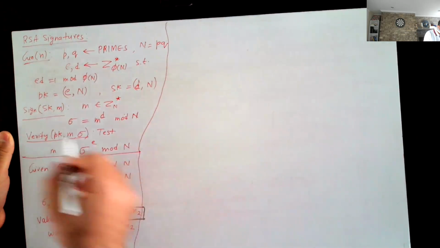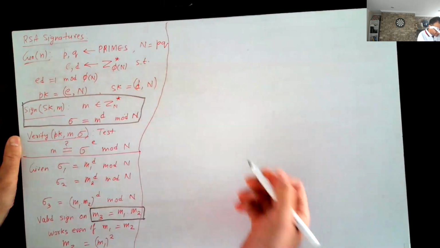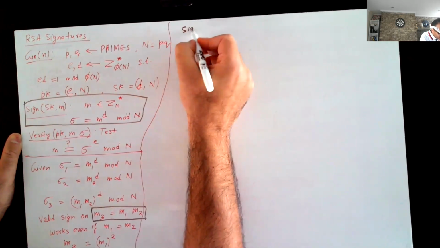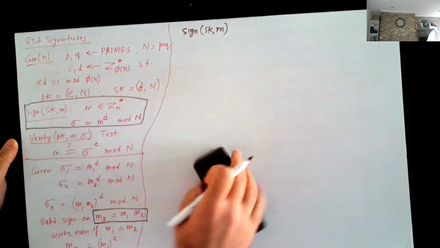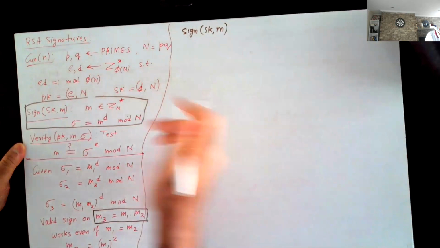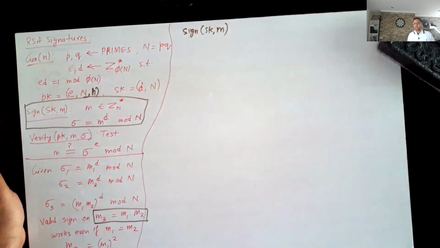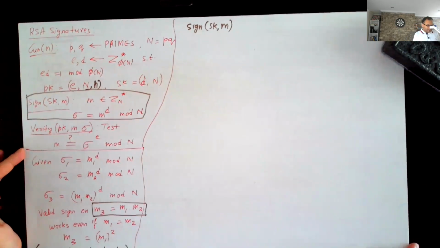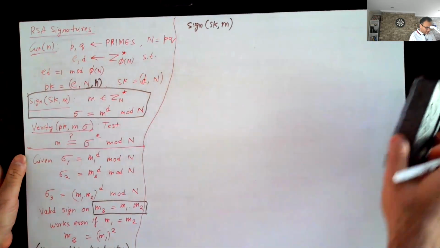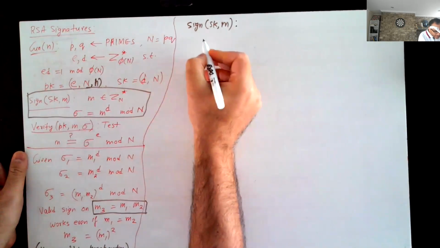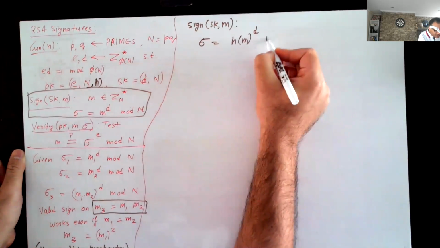So now you just change the signing algorithm so that as part of the public key, we also put a hash function. What type of hash function? One-way function, collision resistant hash function. I'll talk about that later on. Okay, so now the signing algorithm becomes sigma is hash of m to the power d mod n.